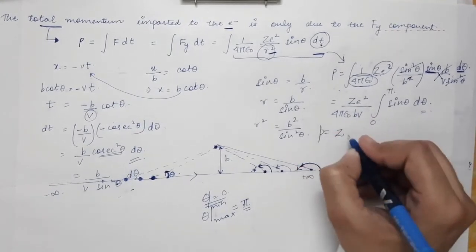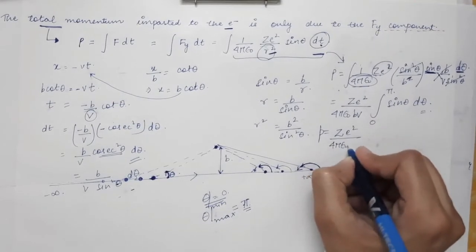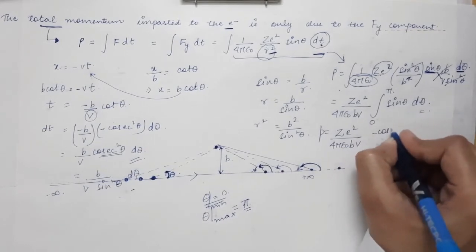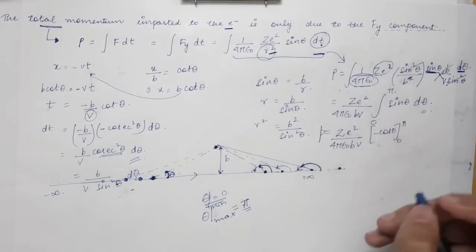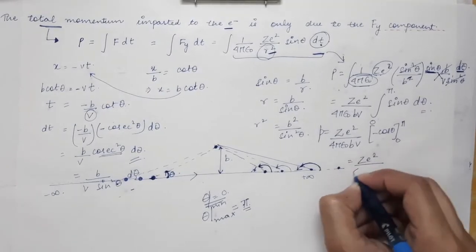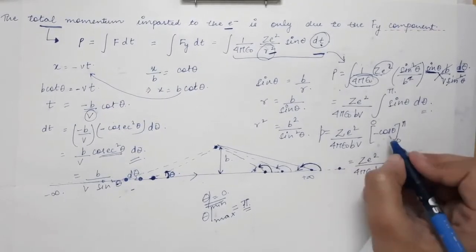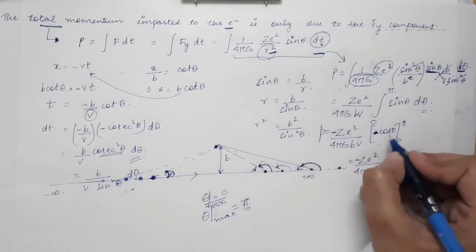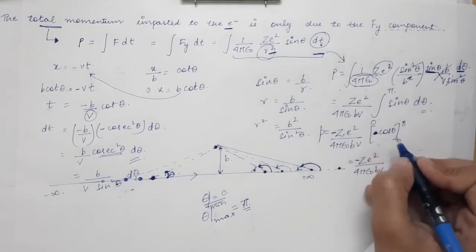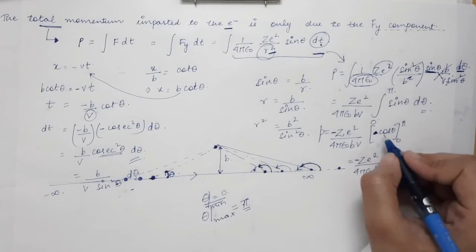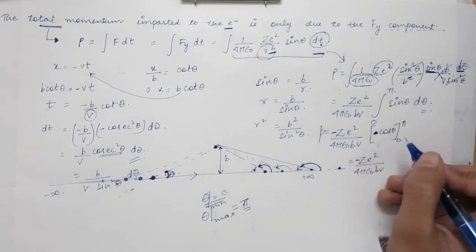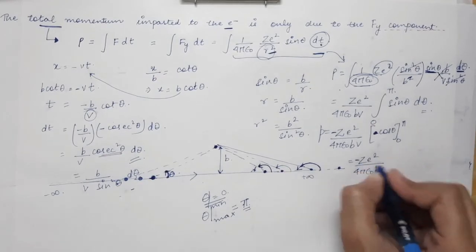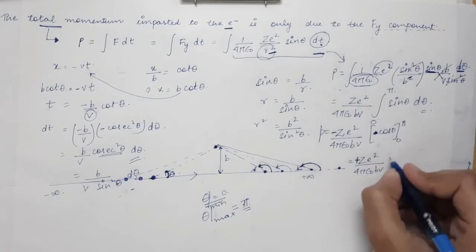So momentum will be equal to z square by 4 pi epsilon naught b into v. Integration of sine theta is minus cos theta from 0 to pi. So you can solve this integral. It will be z square by 4 pi epsilon naught b into v, and the minus sign can be taken outside. Then cos of pi minus cos of 0. Cos of pi is equal to minus 1, and minus cos of 0 is also minus 1, so the sum is minus 2. Minus and minus become positive, and we get into 2.